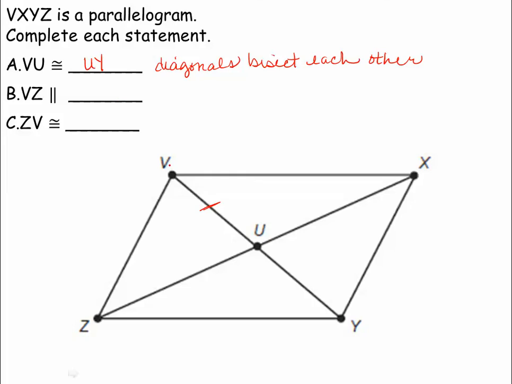Now they want to know, who is VZ parallel to? Well, it's going to be parallel to XY. And the reason for that is that opposite sides are parallel. And then ZV, where is ZV? Okay, right here. They just wrote it different than they did in part B. And they want to know who it's congruent to, and we know from our properties it's going to be congruent to XY. And that one is because opposite sides are congruent.